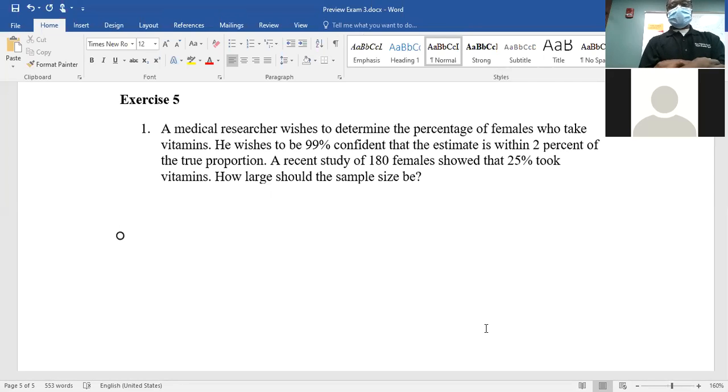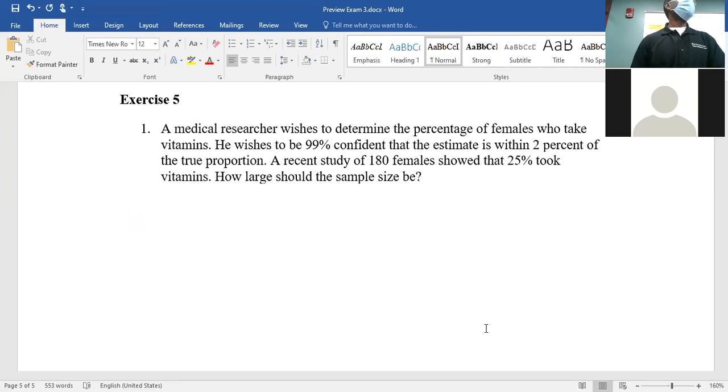A medical researcher wishes to determine the percentage of females who take vitamins. He wishes to be 99% confident that the estimate is within 2% of the true proportion. A recent study of 180 females showed that 25% took vitamins. How large should the sample size be? Here, a previous study is giving us an estimate for the population proportion. That is an estimate of the proportion.